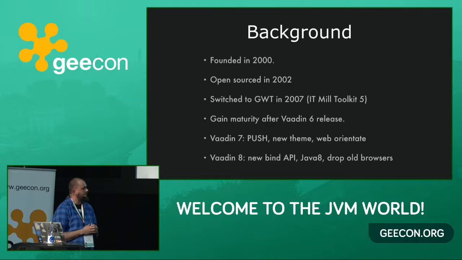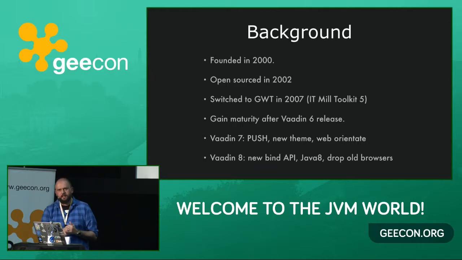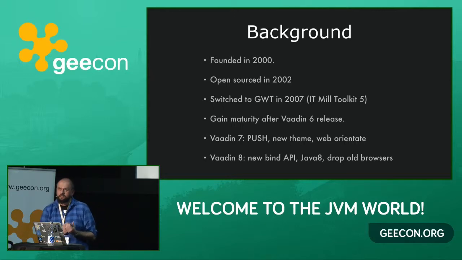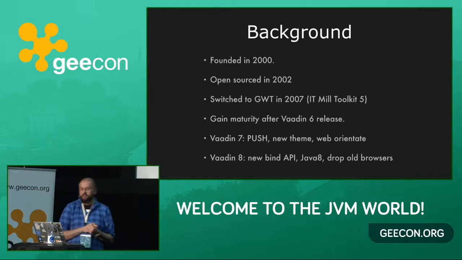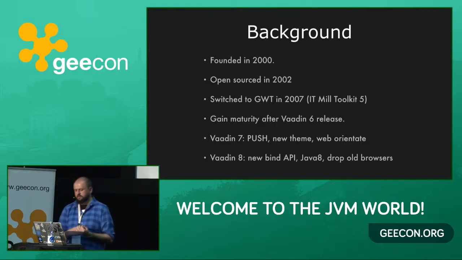And the last version, Vaadin 8, released this year, comes with a completely redesigned binding API because the previous version of the API was released in the days before Java generics. It's a very old API, outdated and complicated to use. So now Vaadin works very fluently with Java 8 features like lambdas, streams and so on.